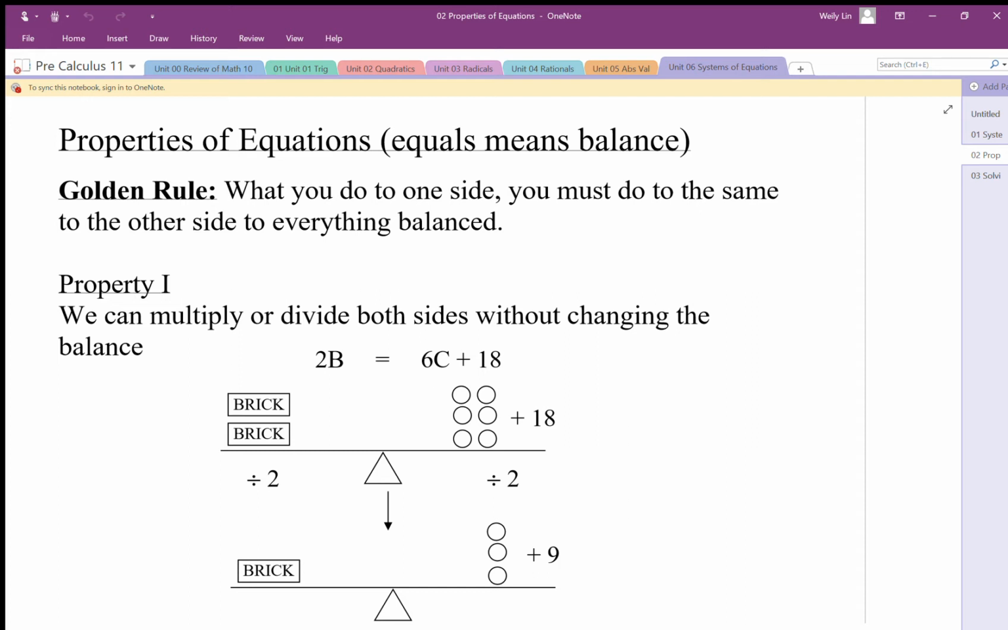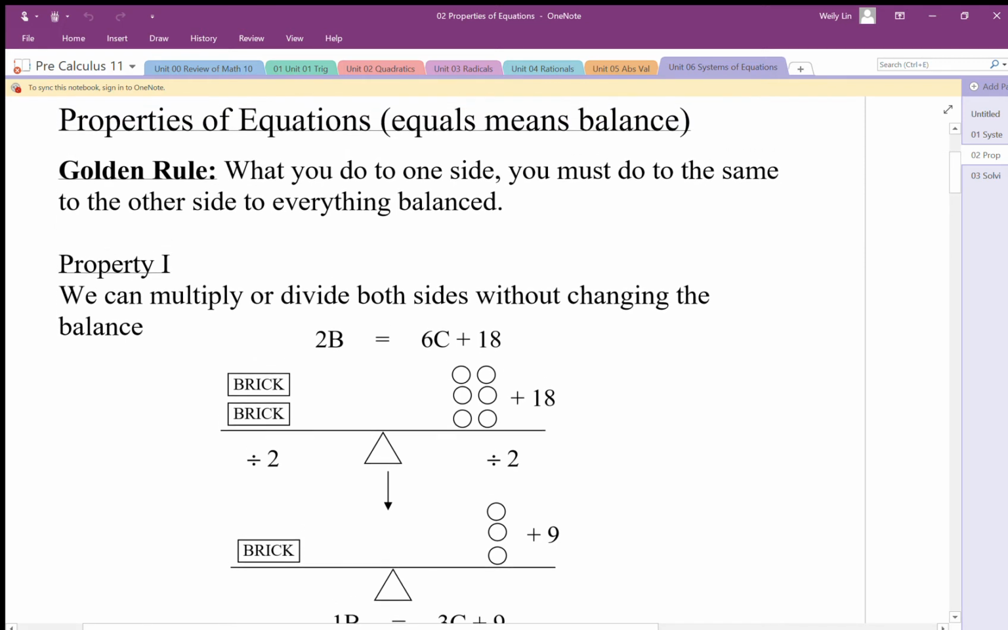What you do to one side, you have to do to the other. Or in other words, we have to keep it balanced. So that's really the only rule. We need to keep it balanced, and if we keep it balanced, we can do anything we want. So we do want to solve equations, so we want to make sure that these properties are clear.